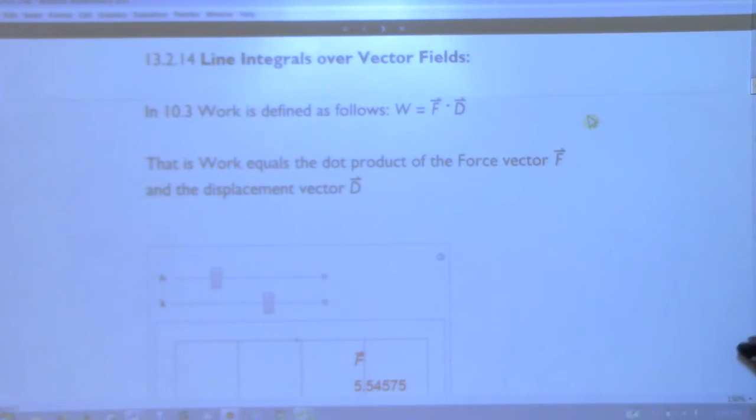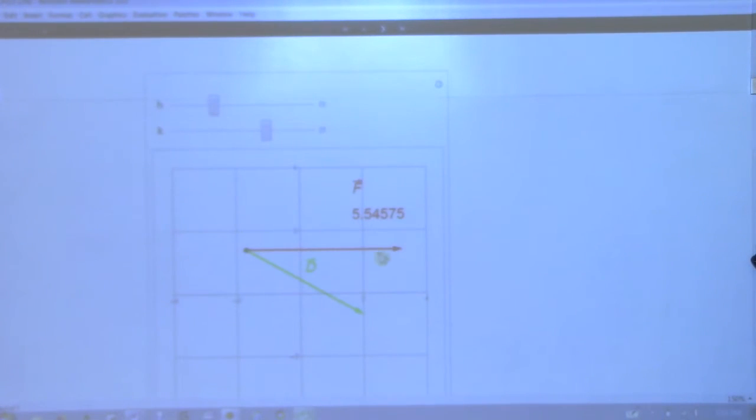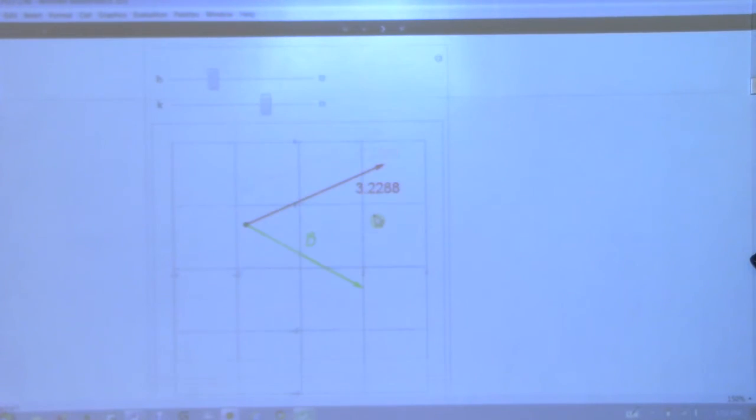So this was the picture that we had back from 10.3: if you give me a force vector and you give me a displacement vector, then to compute the work done, you dot this vector with that vector. So what happens if our force vector is perpendicular? You have 0 work.